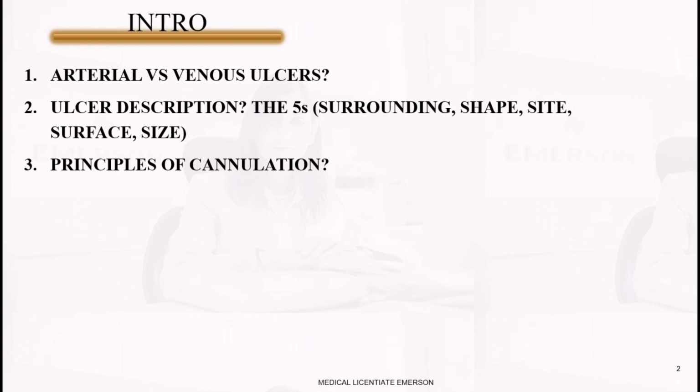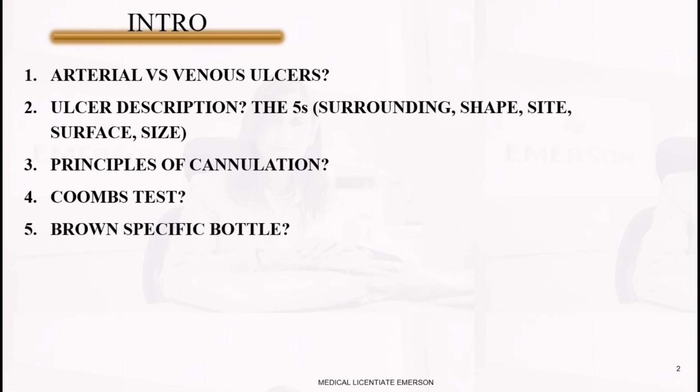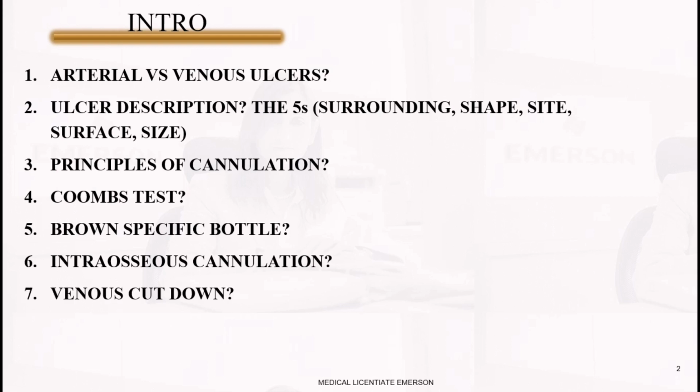Then principles of cannulation. Coombs test, you need to know what Coombs test is, the types, and what condition it is used for. And then the brown bottle, as in the brown bottle is specific for what? Where can you use the brown bottle? Then intraosseous cannulation, you need to know what it is, where it's done, and also venous cut down, you need to know what it is and how to do it. Most likely, you need to know it.